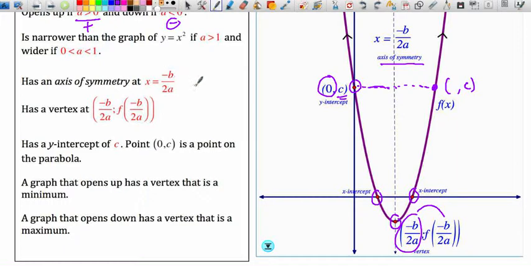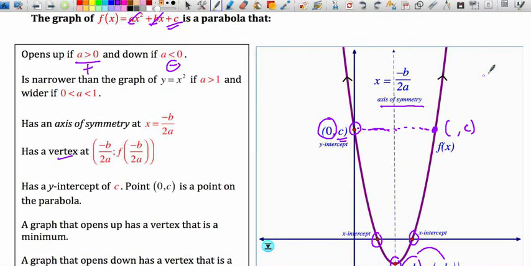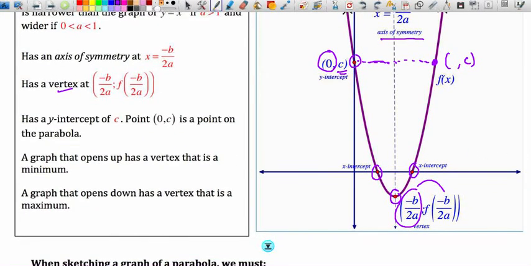Here we have our axis of symmetry, minus b over 2a. In a future lesson, I'll show you where we get this specific formula from. And then the vertex is found by finding the x-coordinate and then substituting it in. Any graph which opens up will have a minimum, just like this one over here, and that is what this states here. A graph that opens up has a vertex that is a minimum, and vice versa. If it opens down, it will have a maximum.